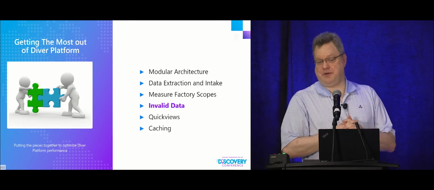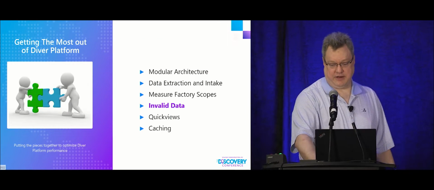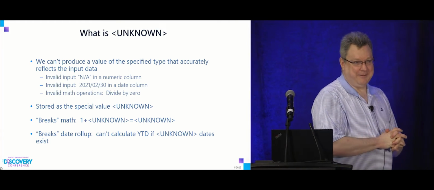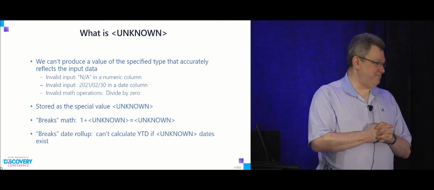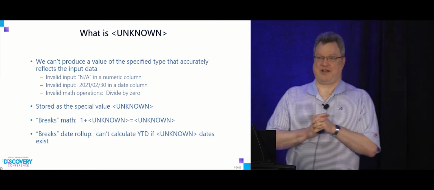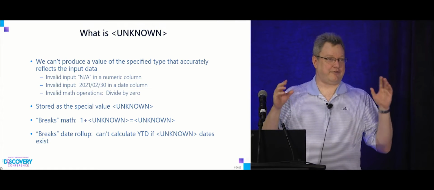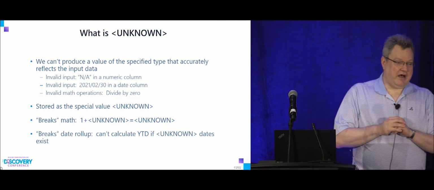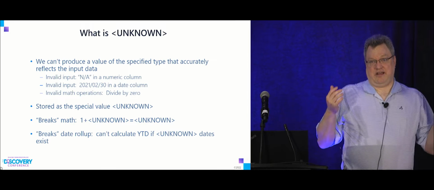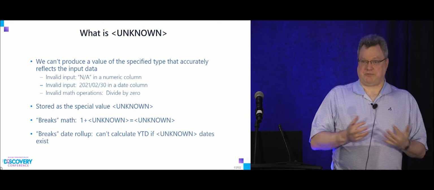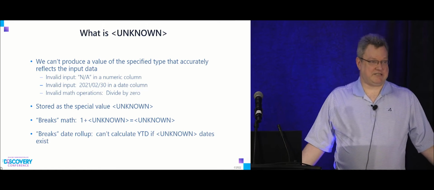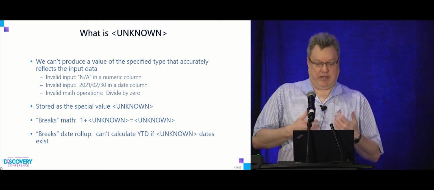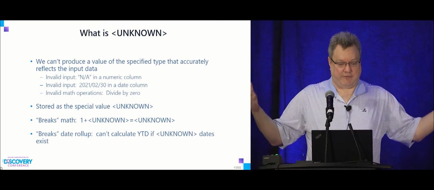All right, so I'm going to roll on with invalid data, also known as the infamous unknown. Unknowns are a lovely little thing in Spectre that has a habit of breaking dives or making things come up blank when you don't expect them to. But they're there for an important reason, and that's because we can't always read and properly process the data that you send us. So you get an unknown when we can't produce a value out of what we get.